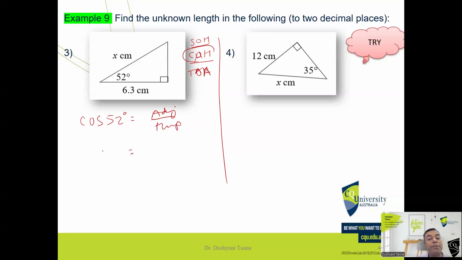Cos is adjacent over hypotenuse. Adjacent is 6.3, hypotenuse is x. This is cos 52. X will be 6.3 over cos 52. So once you put that in your calculator, 6.3 divided by cos 52, that comes as 10.23. Correct me if I'm wrong. Centimeter.